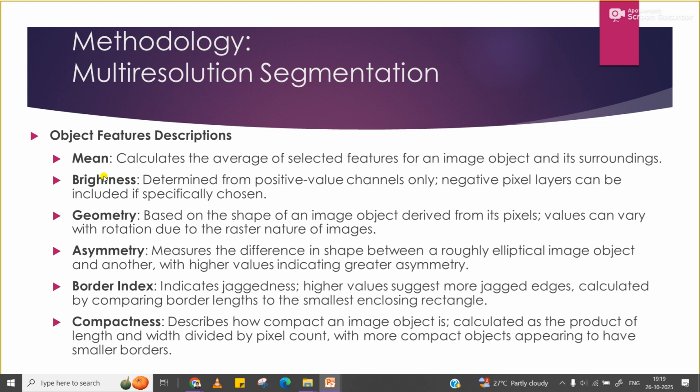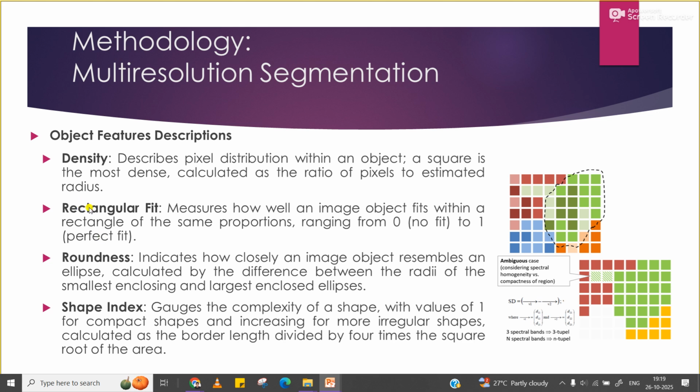We have already mentioned some of them: mean, brightness, geometry, compactness. Also, we have mentioned border index, density, rectangular fit, roundness, shape index. So all these feature descriptors are very important. Here we can see an ambiguous case, considering the homogeneity and the compactness.